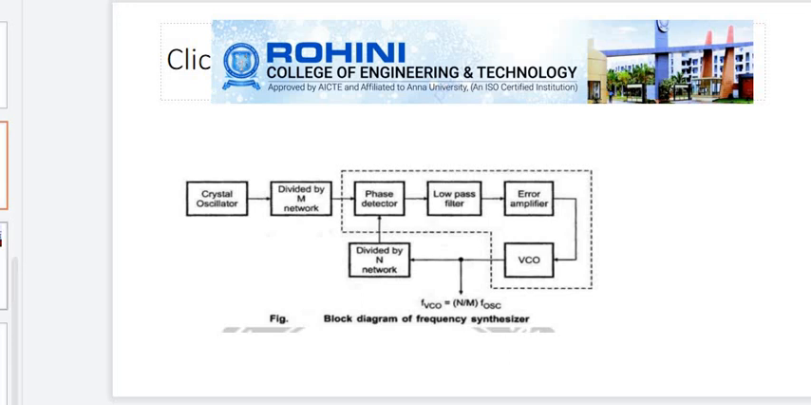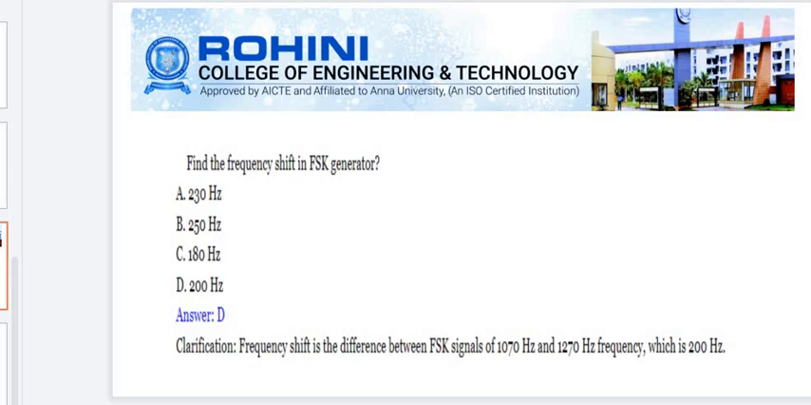The possible question is: find the frequency shift in an FSK generator. The frequency shift is the difference between the FSK signal frequencies 1070 and 1270. That means the difference is 200 Hz.